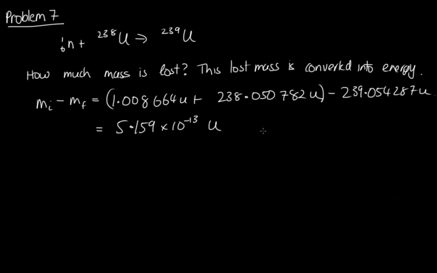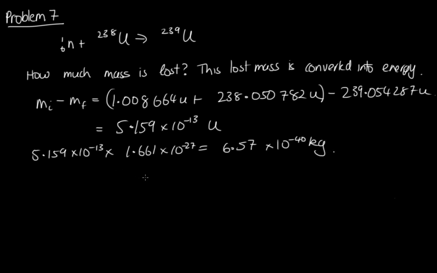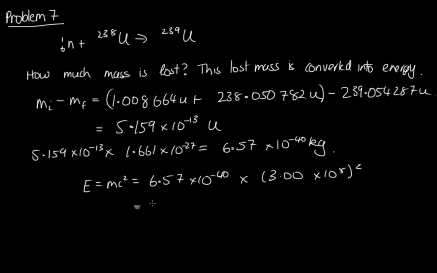the U's atomic mass units. Okay, so let's convert this into kilograms, and so to convert it into kilograms we do 5.159 times 10 to the minus 13 times 1.661 times 10 to the minus 27, and we end up with 6.57 times 10 to the minus 40 kilograms. Okay, now to convert this into an energy, we use E is equal to mc squared. So this is equal to 6.57 times 10 to the minus 40 times 3 times 10 to the 8 squared. Solving this, we end up with 7.172 times 10 to the minus 13 joules.